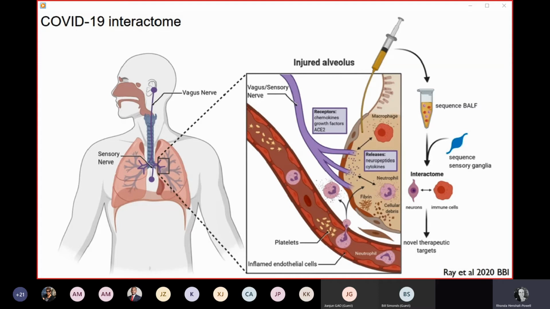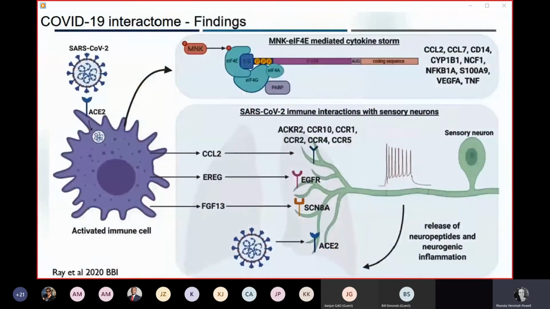And basically what we did is that we just took the sequencing information that we have on human DRG and looked at the receptors that are there, and then assessed the ligands that are produced by the immune cells in people that had COVID-19, and looked for potential ways that the immune system could be interacting with the sensory innervation of the lung in the disease. So this paper has now been published in Brain Behavior and Immunity, so you can go find it if you're interested in reading all the details.